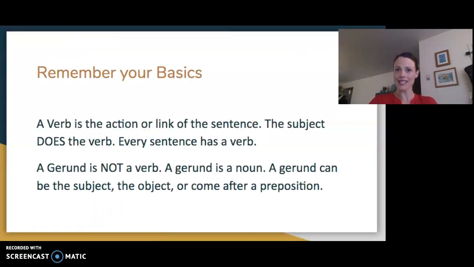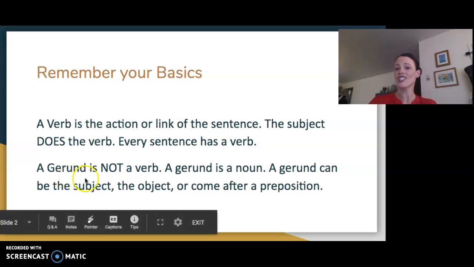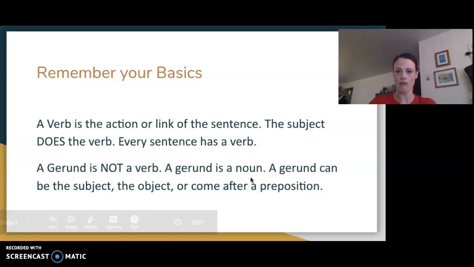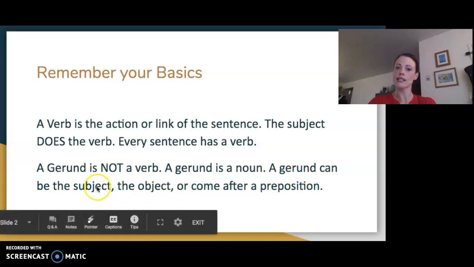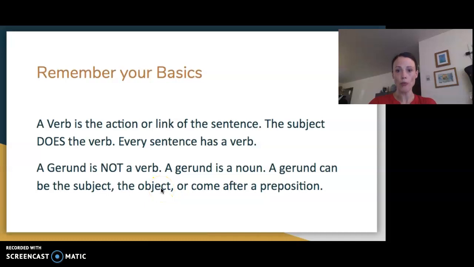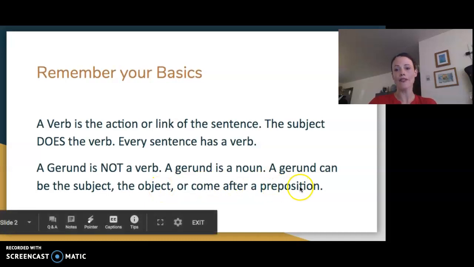So remember your basics. A verb is the action or link of a sentence. The subject does the verb. Every sentence has a verb. A gerund is not a verb. A gerund is a noun. A gerund can be a subject. A gerund can be an object, so come after the verb, right? Or it can come after a preposition. So this should all be review for you now.